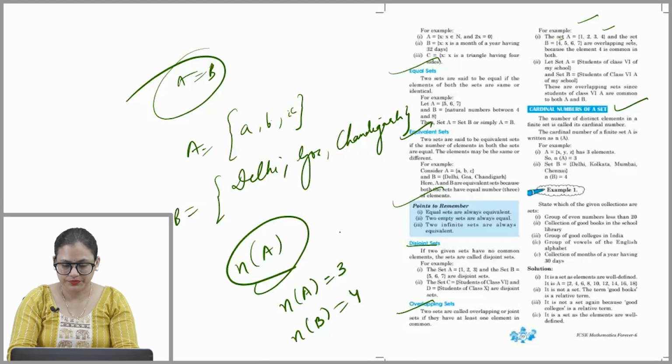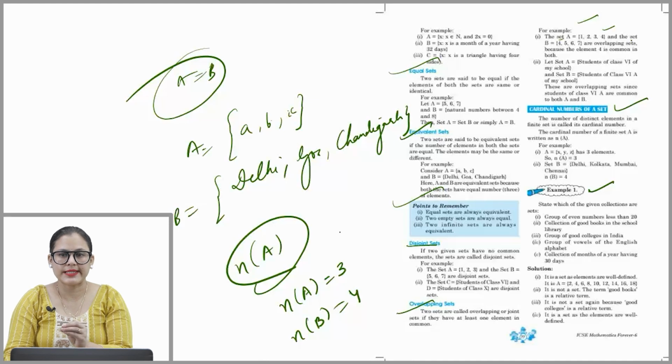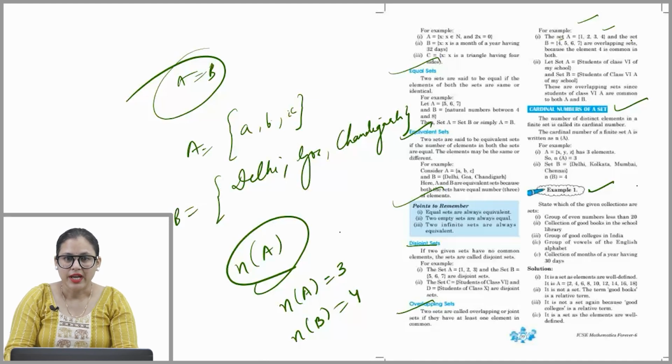Example 1. We have to state which of the given collections are sets. Number 1, group of even numbers less than 20. It is a set as elements are well defined. Number 2, collection of good books in the school library. Good books is a relative term, so it is not a set. Number 3, group of good colleges in India. Again, what is good colleges? It is a relative term, so it is not a set. Number 4, group of vowels of the English alphabet. Of course, it's a set. And 5, collection of months of a year having 30 days. Of course, it is a set.